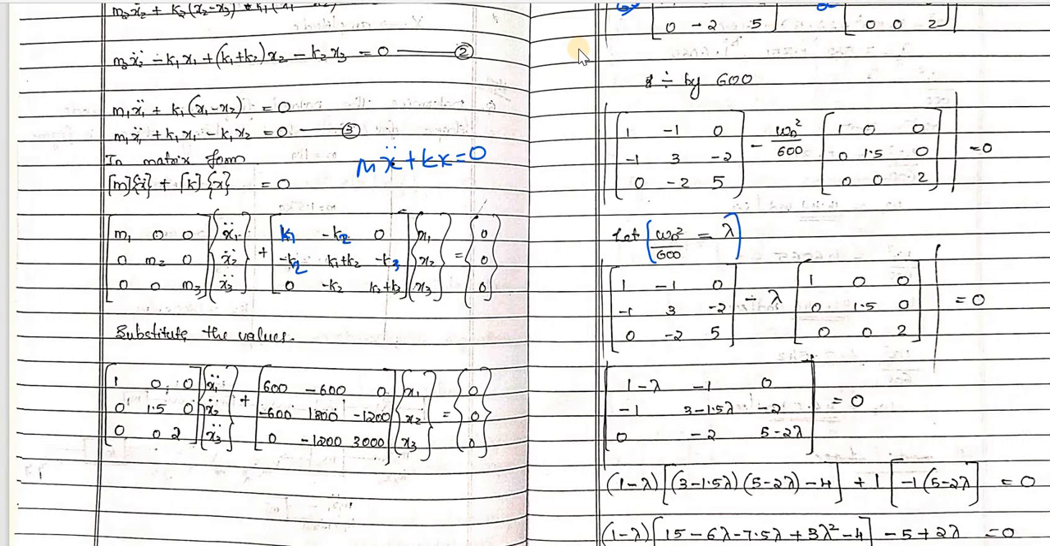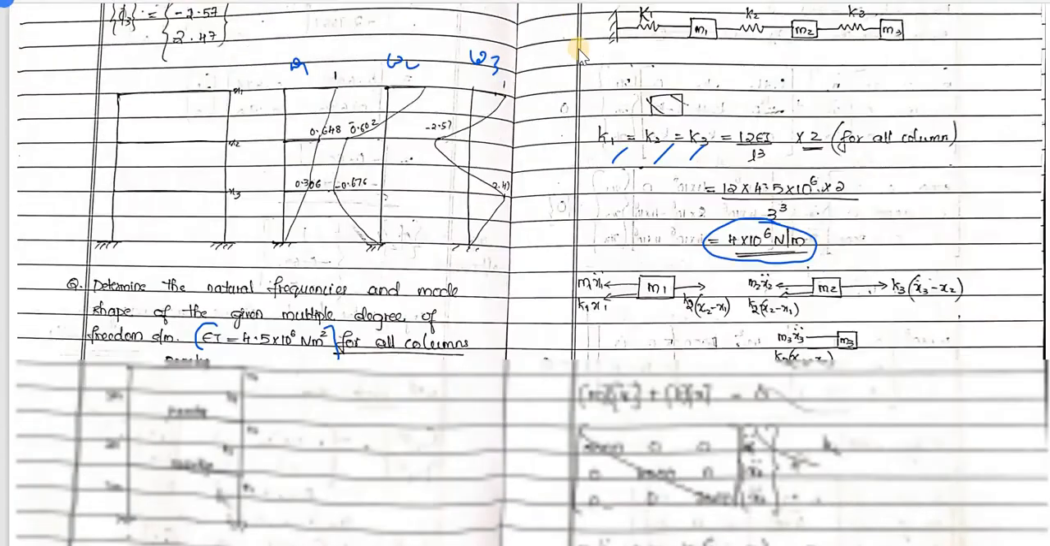Here it is not like this, it is K1 plus K2, minus K2, minus K2, this is K2 plus K3, minus K3, 0, K3, this is K2 plus K3. Okay, so sorry, here only K3 will be coming. Okay, so there is some mistake here, so you need to understand that.